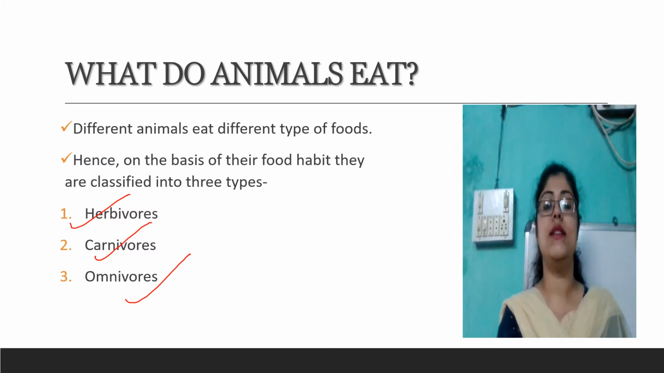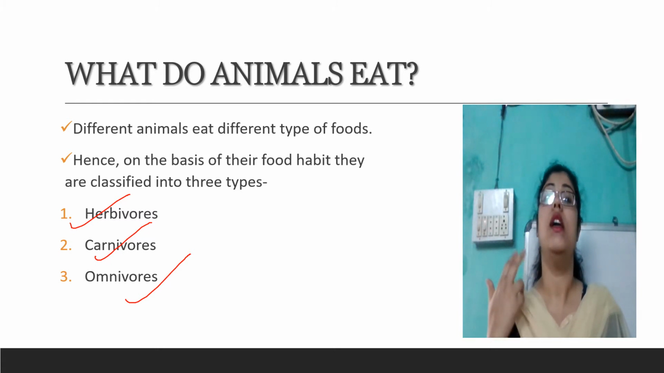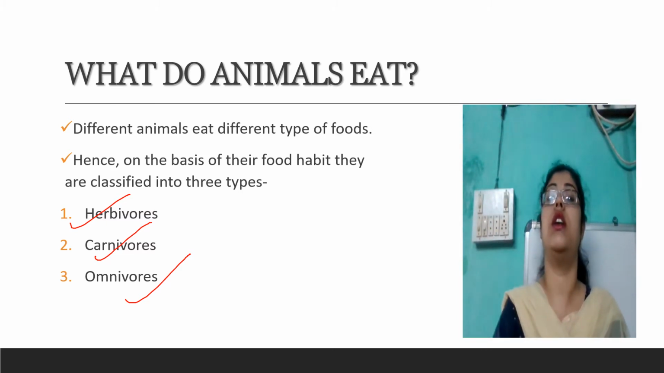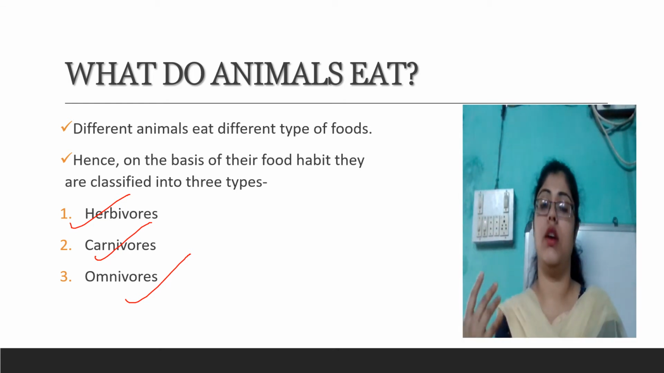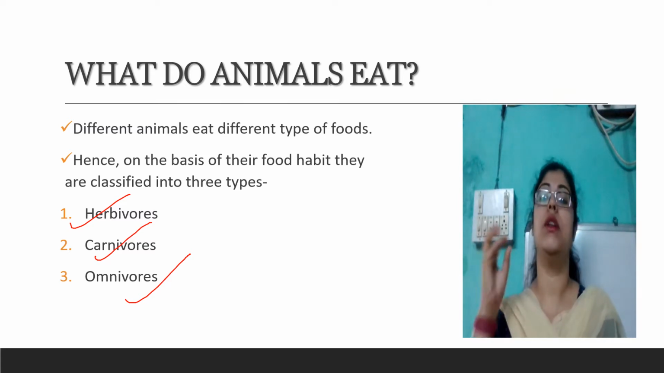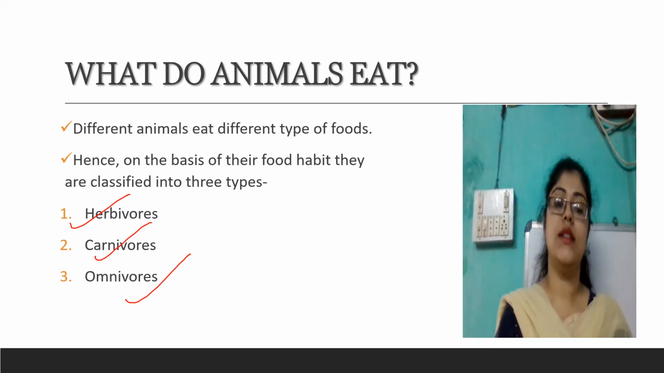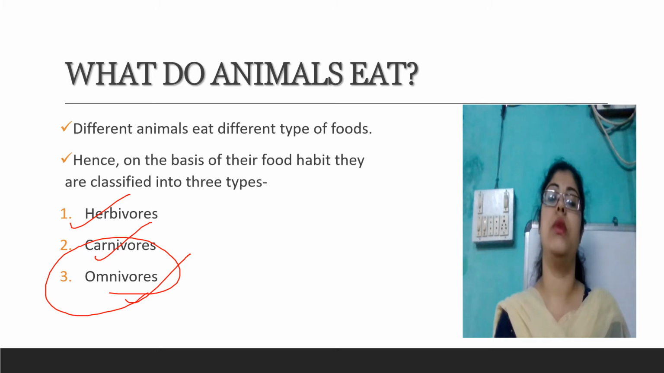The next is carnivores. As I gave you the example earlier, the lion can only eat flesh. If you put roti in front of a lion, the lion is not going to eat it. If you put flesh or meat or fish or anything, the lion is going to eat it. So any human or animal that only depends on animal products is considered a carnivore. Meanwhile, the best examples of omnivores are humans, dogs, and crows also.